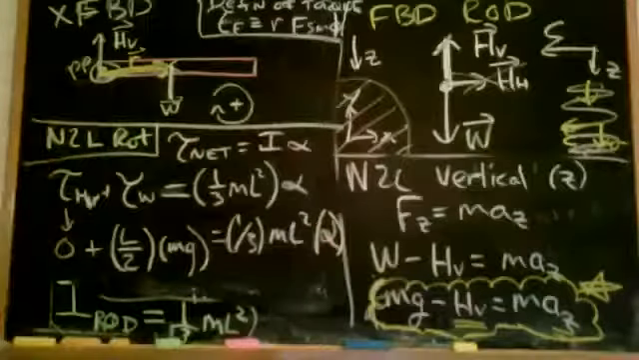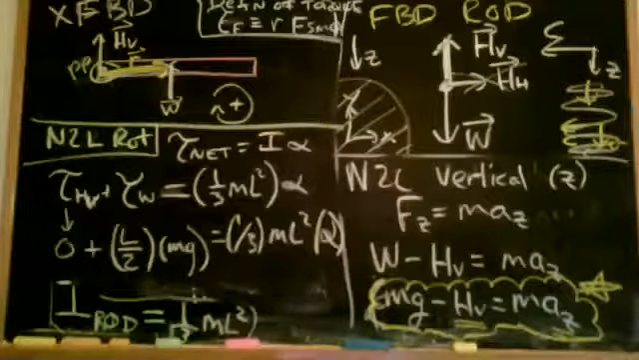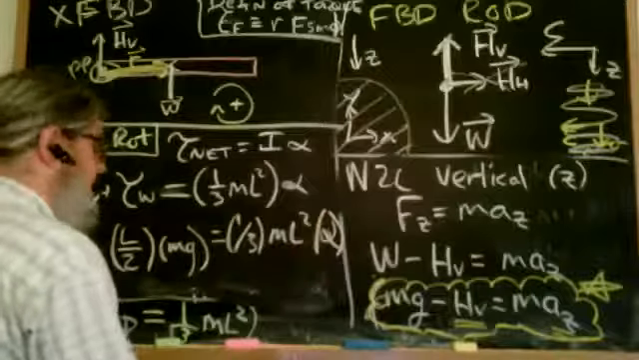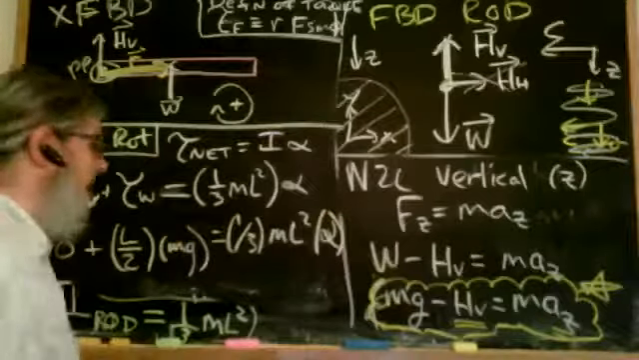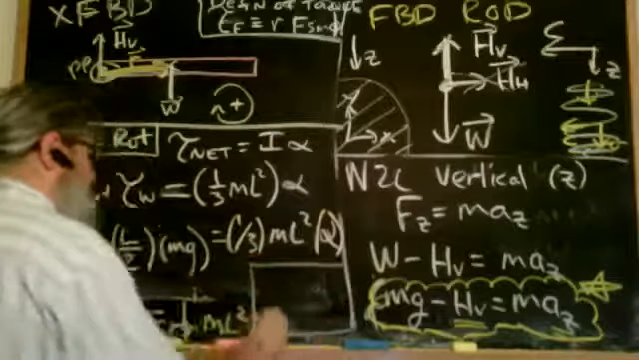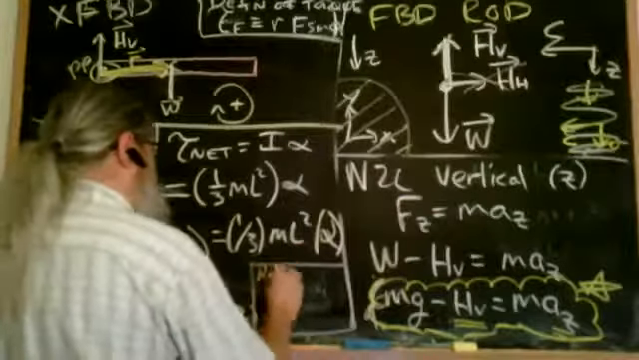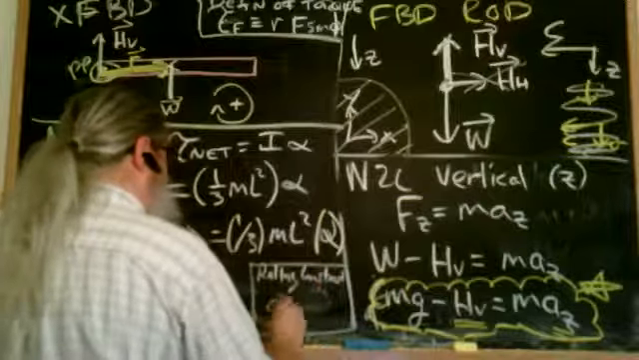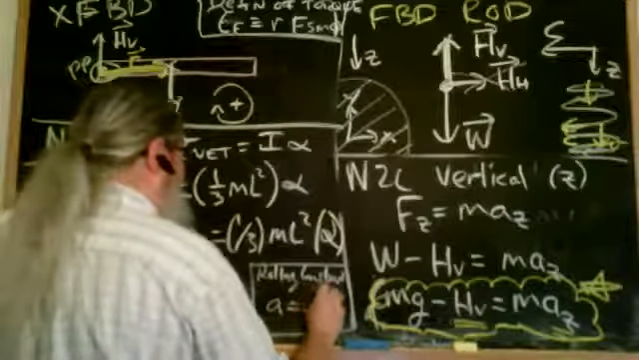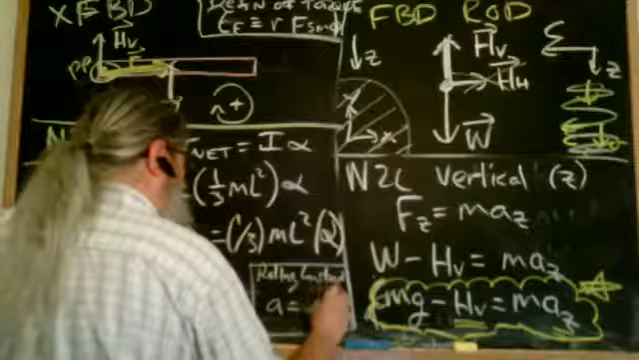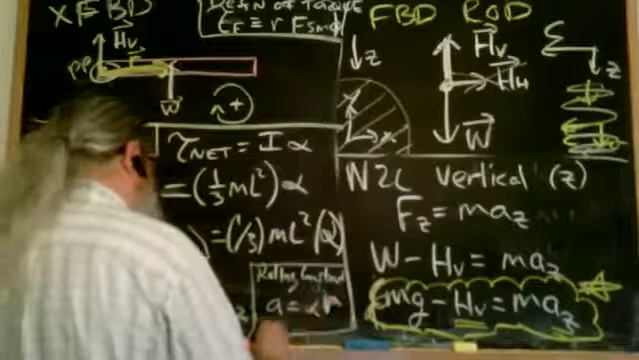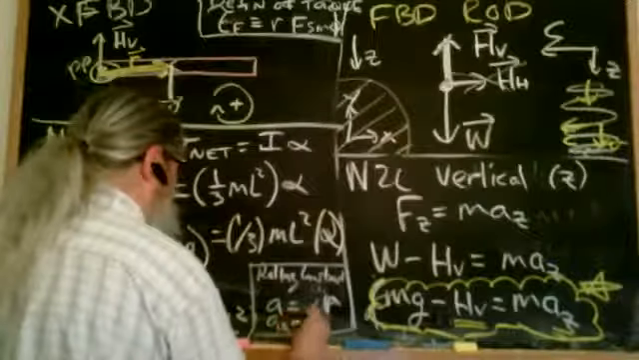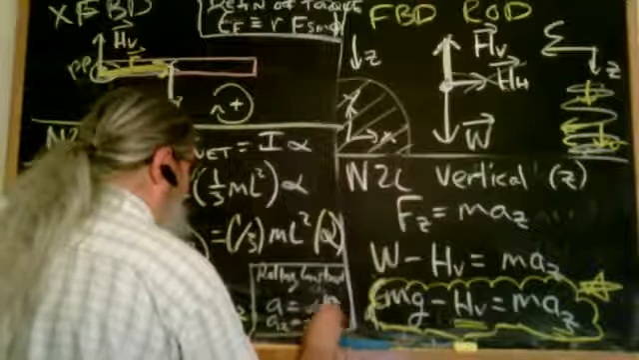Okay? So the happy news there is I now got an equation that's in terms of all kinds of things I know, except for alpha, but I don't really want alpha. What I want is A. So I need one last piece of work, and that is I need the rolling constraint, which says that A is equal to alpha R. And we have to figure out what R is again, but that's the same R as we have here. So in this case, A sub Z is equal to alpha times L over 2.